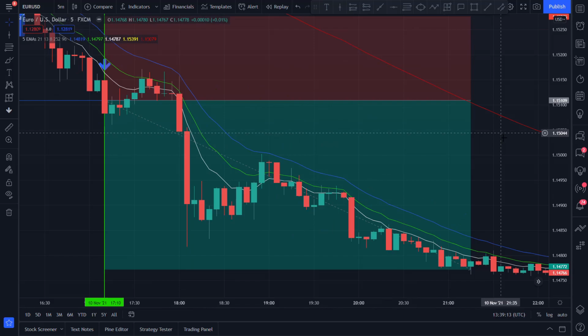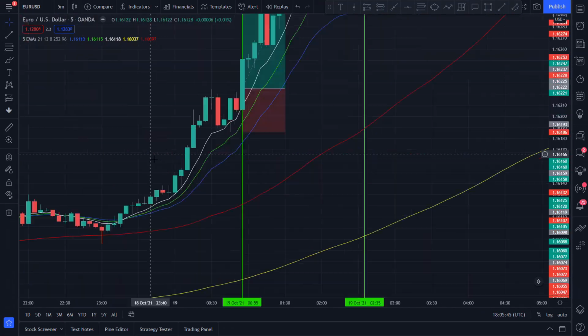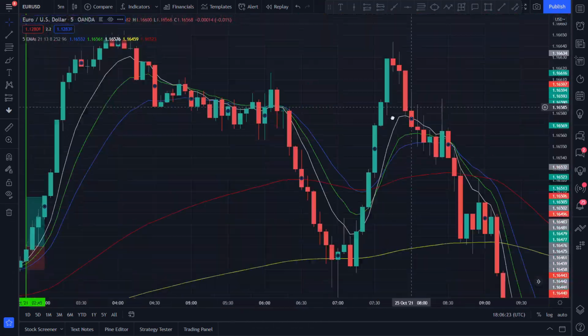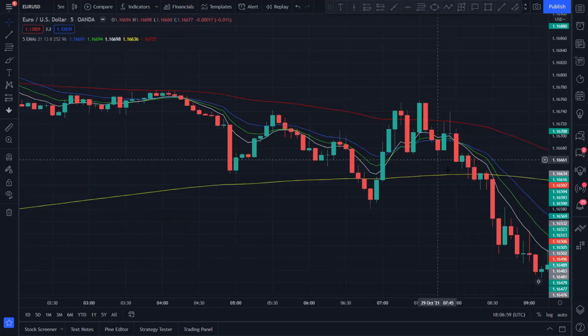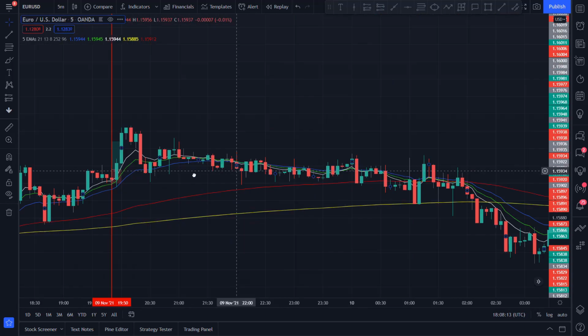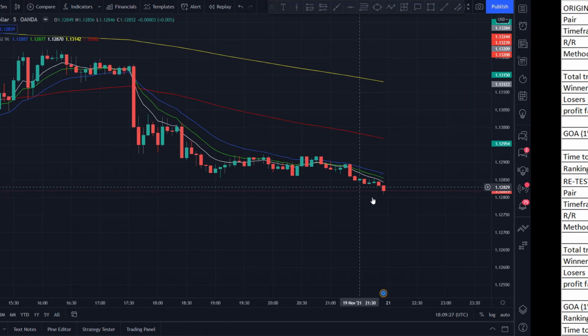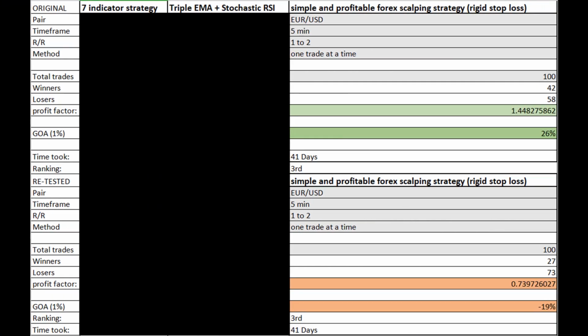And now, let's see the 100 backtests. And the results are in. After 100 trades on the Euro-USD pair on the 5-minute time frame with a 1 to 2 risk-to-reward ratio, we had 27 winners and 73 losses, giving us a 0.739 profit factor and a negative 19% gain on the account.